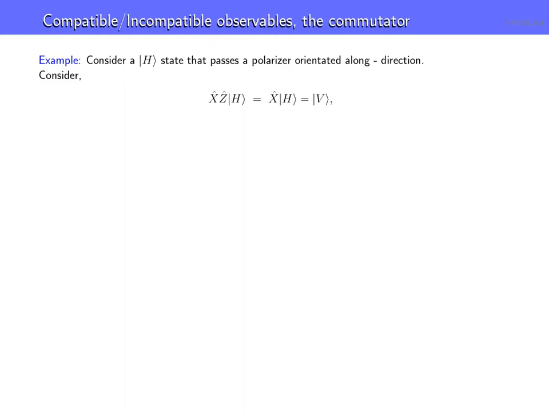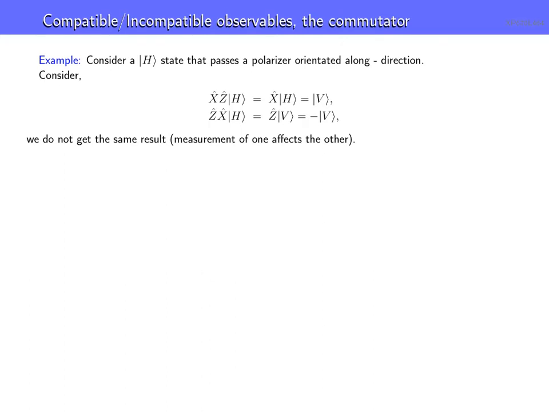But here's what we want to do. We want to consider the reverse order. So we want to take X on H, then Z. We act on H with X, and that swaps it into a V, and then Z acts on it. And remember, V is the eigenvector of Z with eigenvalue minus 1. So we end up with a different result. And this is the way we tell that one measurement or one action of one operator affects the other.